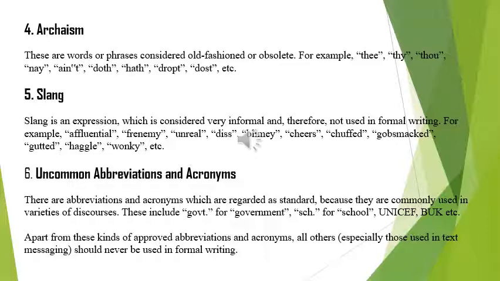Number 6, uncommon abbreviation and acronyms. There are abbreviations and acronyms which are regarded as standard because they are commonly used in varieties of discourses. These include govt for government, sch for school, UNICEF, BUK, and so on. Apart from this kind of approved abbreviation and acronyms, all other, especially those used in text messages, should never be used in formal writing.